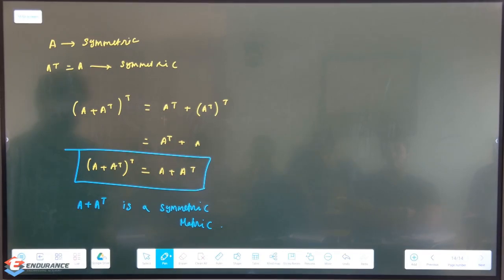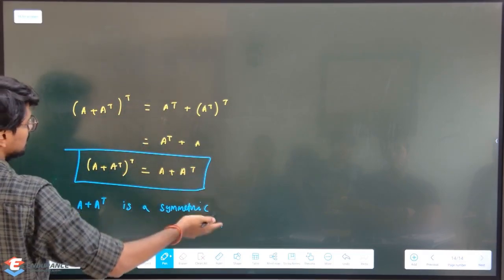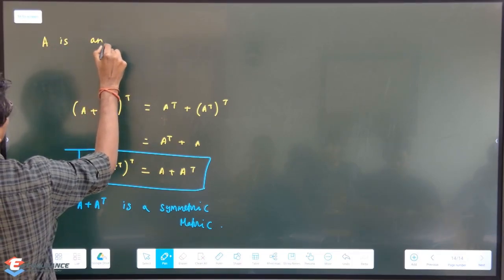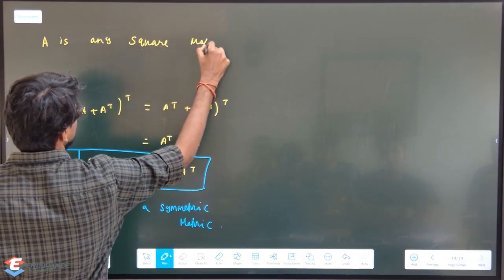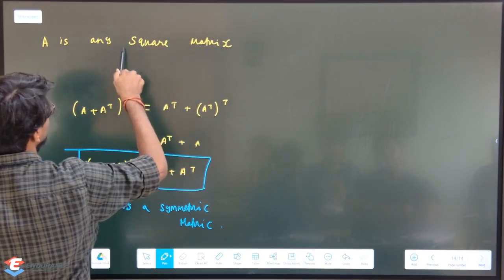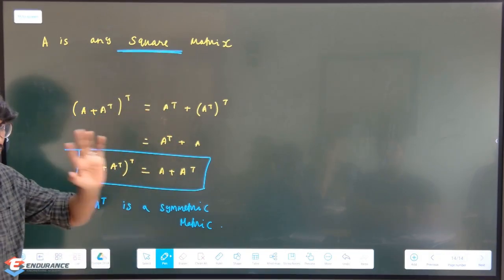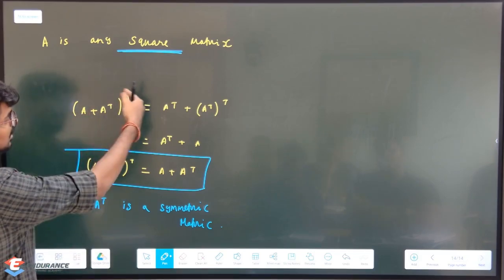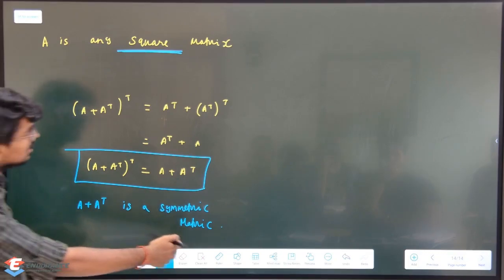See, once again I made a mistake here. It is not necessarily symmetric, because if it becomes symmetric, then there is no logic here, right? A is any square matrix, not necessarily symmetric. I have taken some square matrix, found its transpose, added it, and applied the whole transpose. I am getting the same matrix again, so it is symmetric.